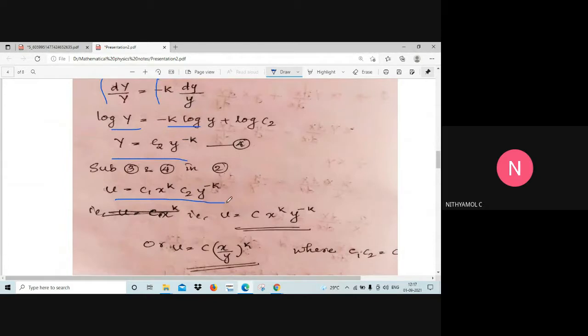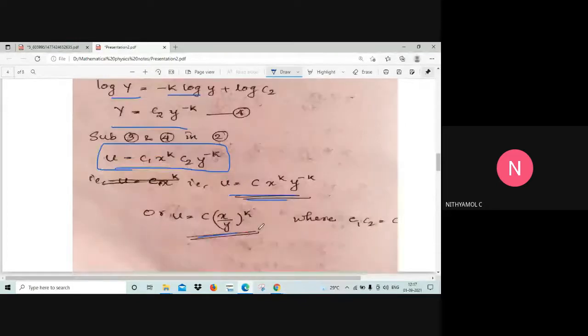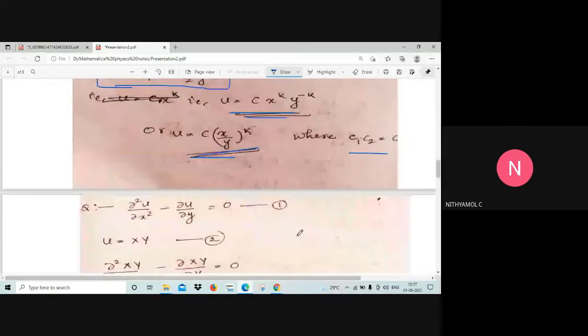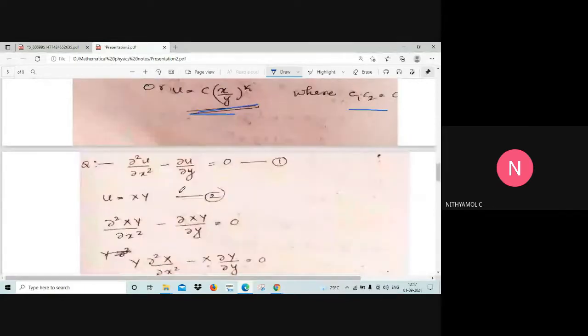Now u is equal to x into y. The values of x and y are k into c2 y raised to minus k, or u can be written like this: c into x by y raised to k, where c is equal to c1 c2. Another problem: dou square u by dou x square minus dou u by dou y is equal to 0.